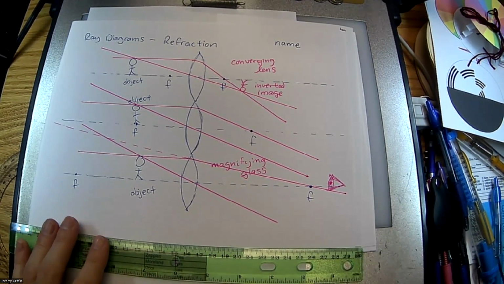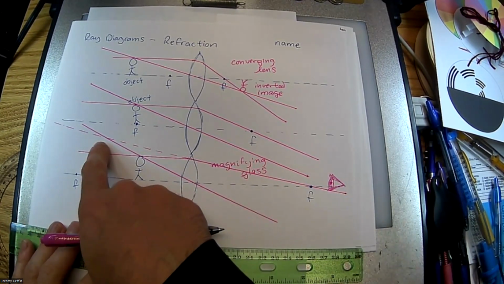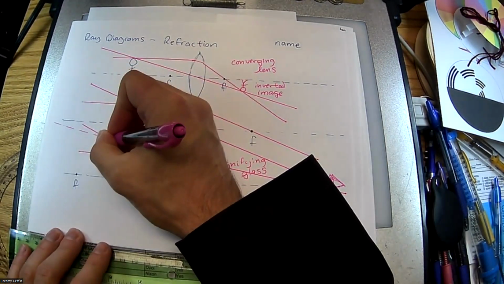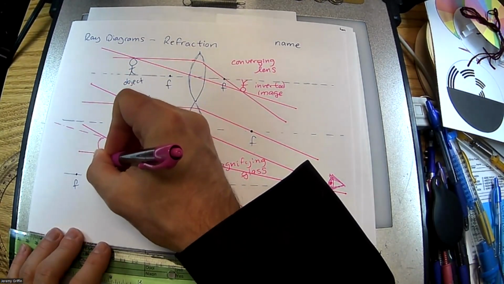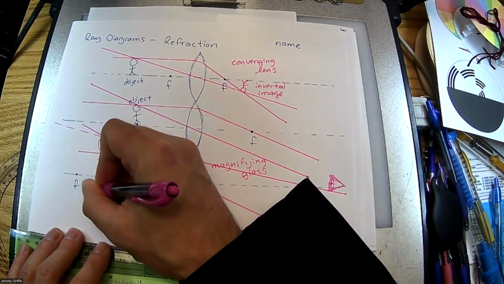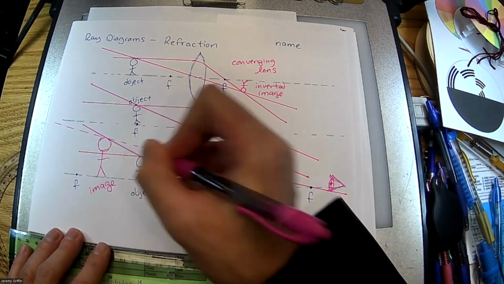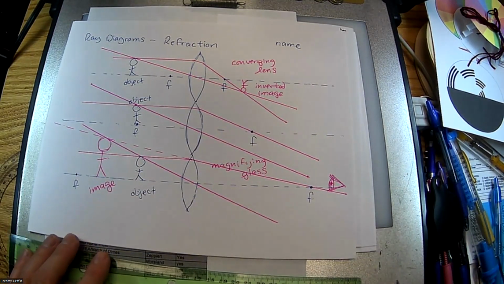Now, where did those rays cross? Ooh, they cross back here. And look at that. We got a blown up image. That is exactly a magnifying glass, isn't it?